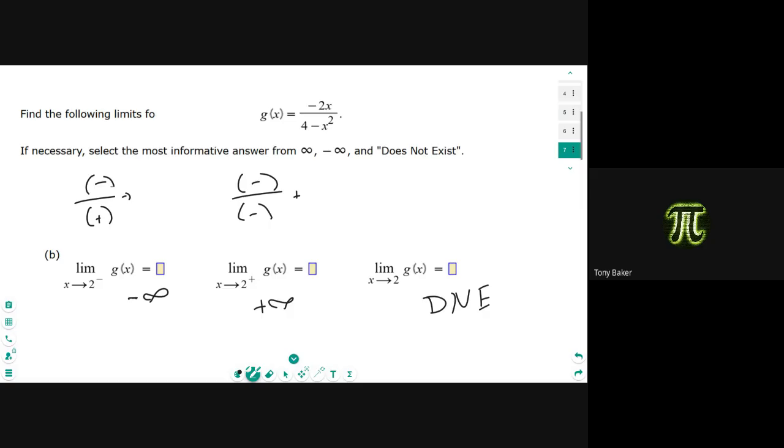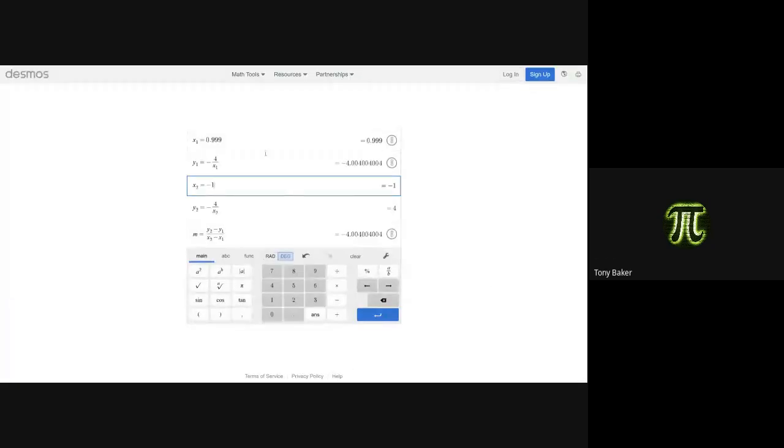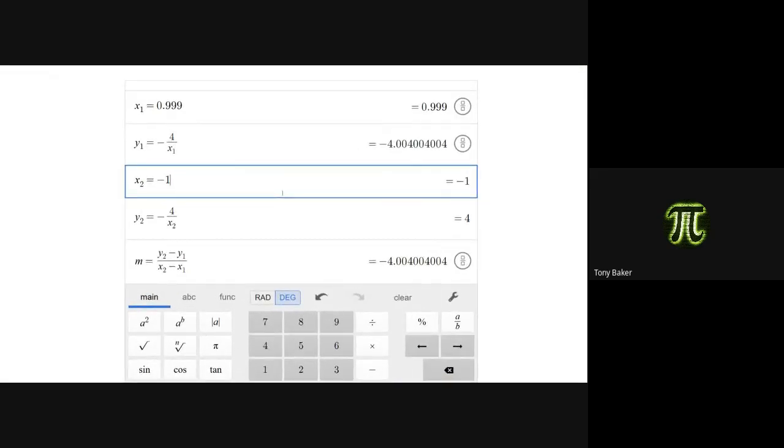Okay, there's two Desmoses. There's the graphing calculator and there's the scientific calculator. Graphing calculator, amazing. You can graph things all you want. It actually will do derivatives and integration and everything else in there. Scientific calculator has another amazing feature. It allows you to put in equations.